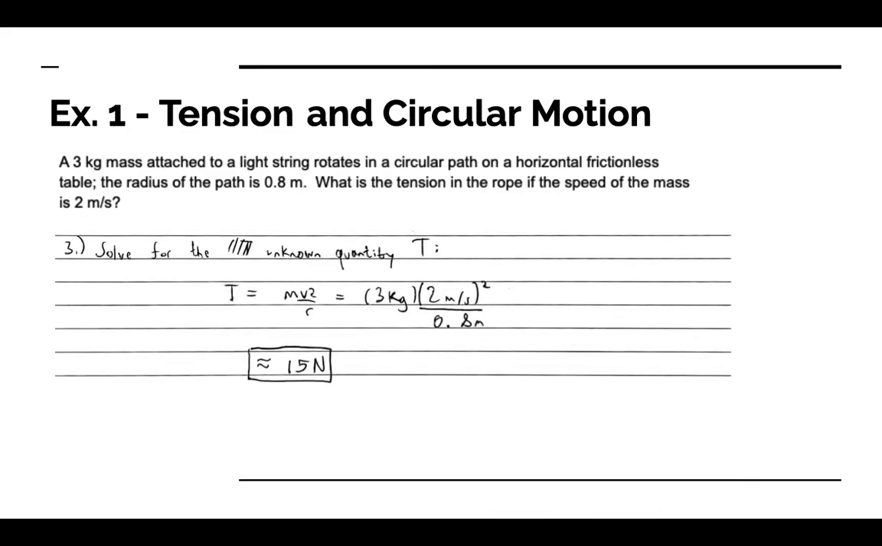So now we solve for our unknown quantity T, which in this case just amounts to plugging in some variables, so 3 kilograms for our mass, 2 meters per second for our speed, and 0.8 meters for our radius, which is going to give us a tension of 15 newtons.